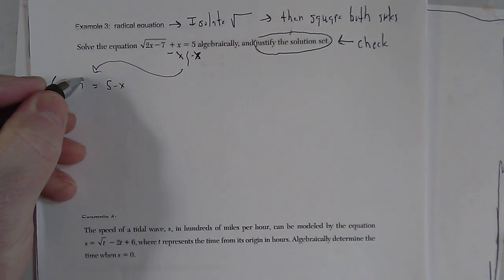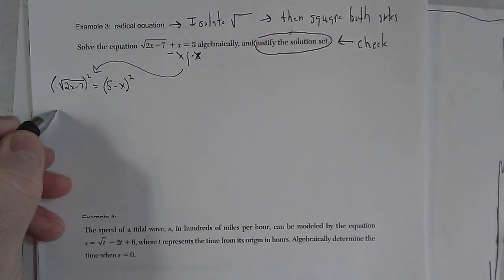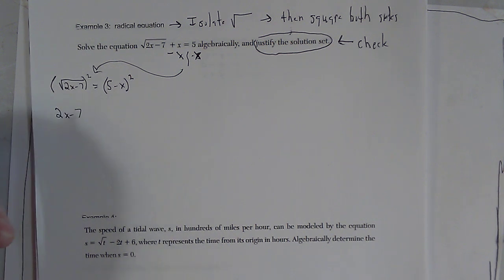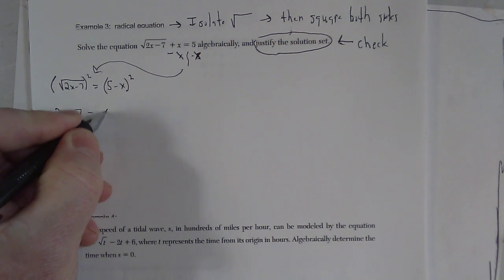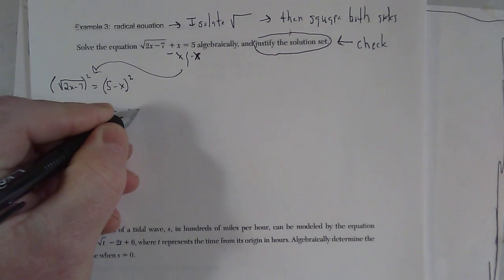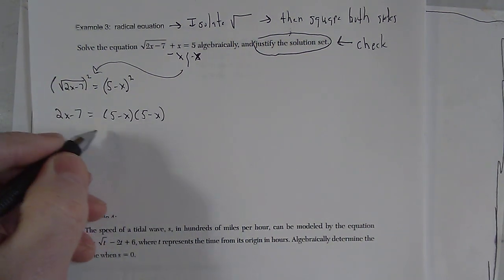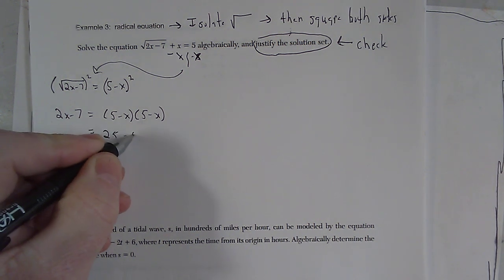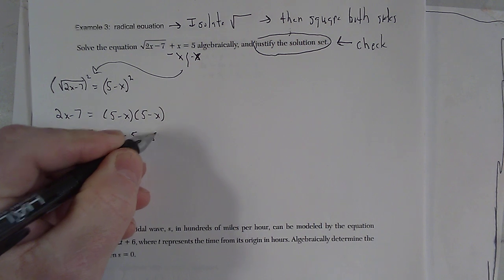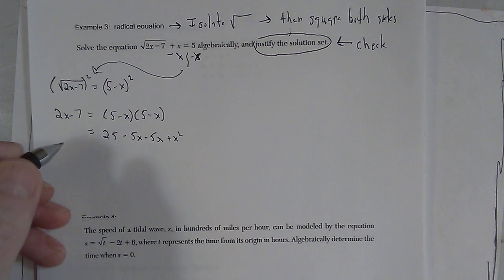So I'm going to square this, and square this binomial. Squaring the square root takes you back to the base expression. Now be careful about this. Done this a million times. 5 minus x times 5 minus x. All right, so 5 times 5, 5 times negative x, times 5, negative x times negative x, positive x squared.